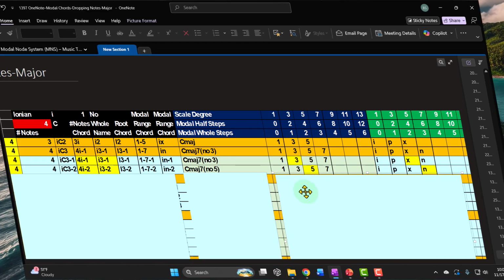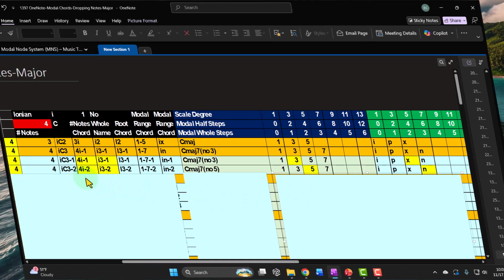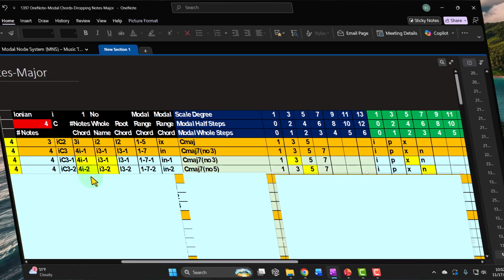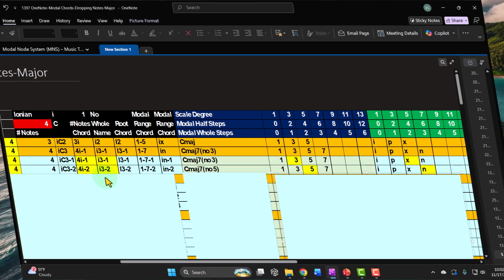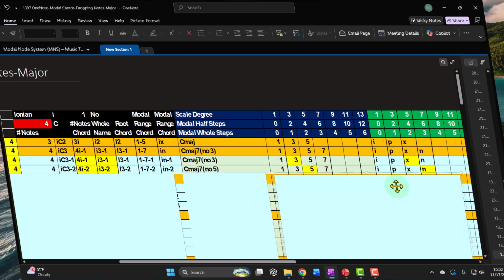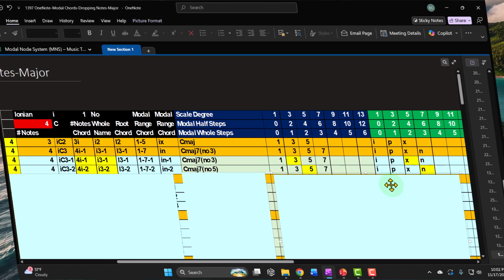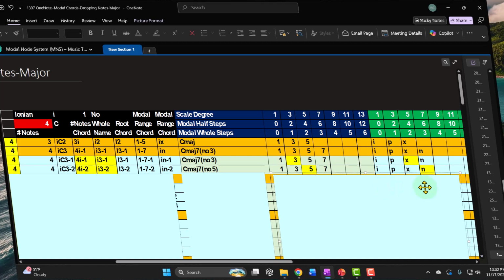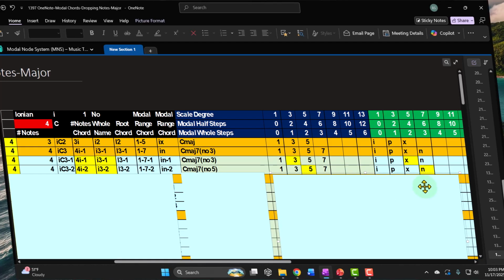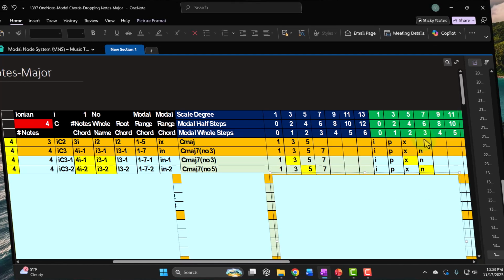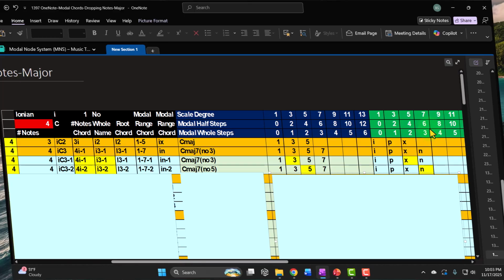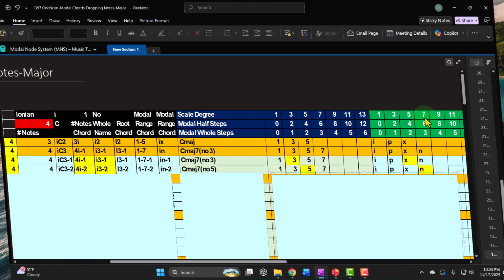Either way, still, it would be nicer to say it's a 4-note Ionian -2 or an Ionian 3 -2, meaning you're going to go from the Ionian and go 3 modal whole steps up, 1, 2, 3, which would make a 4-note chord, which would be the distance of 3 modal whole steps. 3 times 2 is 6 modal half steps, plus 1 would be the 7th scale degree.